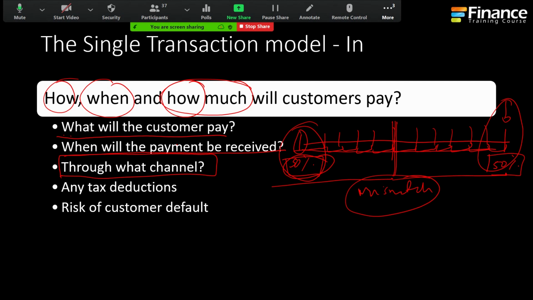Will they make it through credit cards? How will that work? What channel will come through? And then depending on which channel they're coming through, what do you get? So we spoke about MDR, the merchant discount rate. If the payment's coming through card, the deduction could be anywhere from 1.5% to 5%. And that depends on your payment processor.